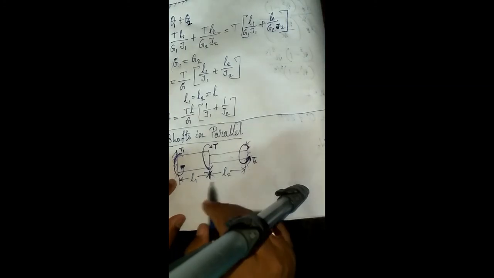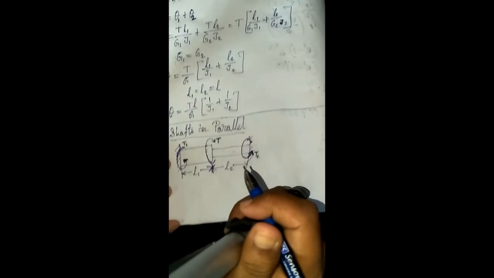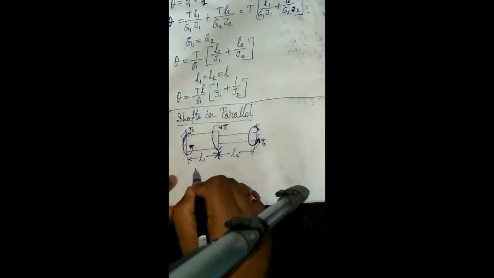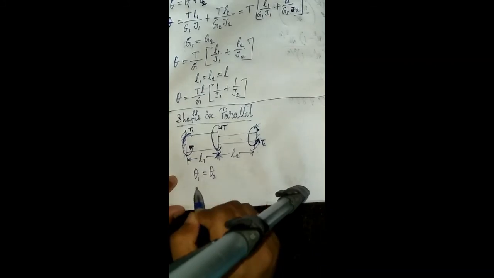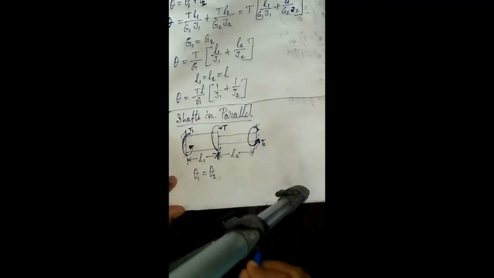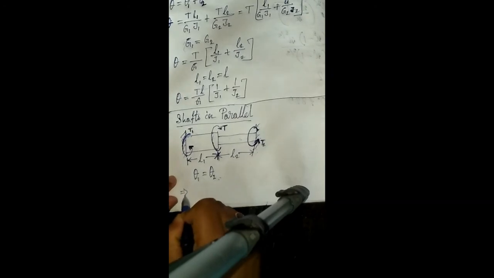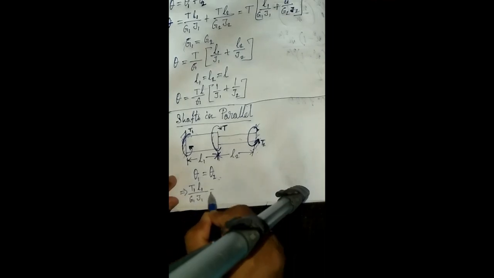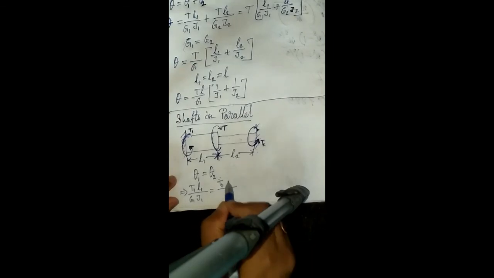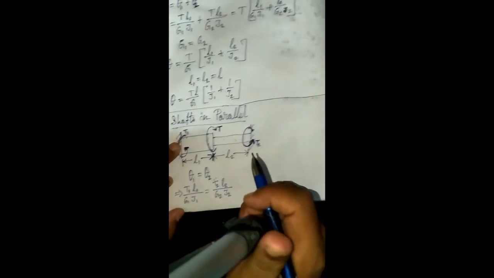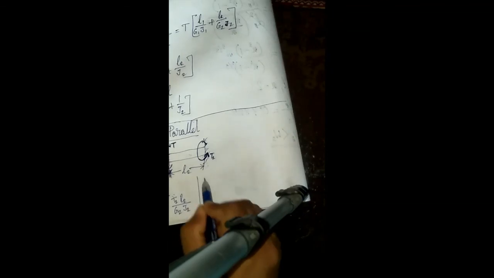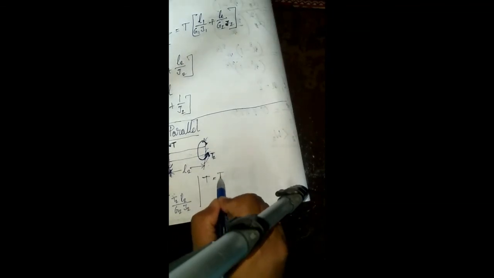And the angles of twist, theta 1 and theta 2, will become equal. From this relation we can write T1 L1 by G1 J1 is equal to T2 L2 by G2 J2, and the total torque, capital T, becomes T1 plus T2.